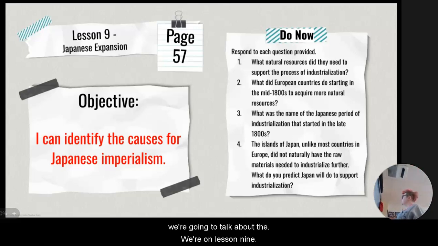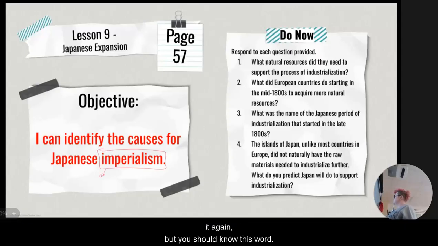Okay, ladies, we're on lesson 9, Japanese expansion or Japanese imperialism. We're going to identify the causes for Japanese imperialism. Just as a reminder, I know we're going to look at it again, but you should know this word.